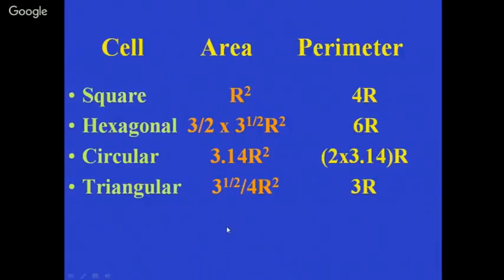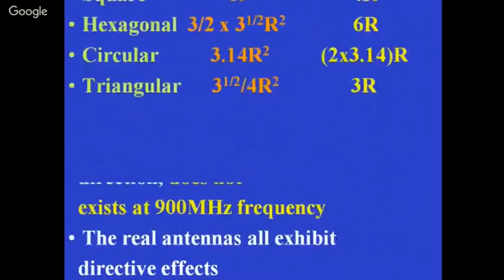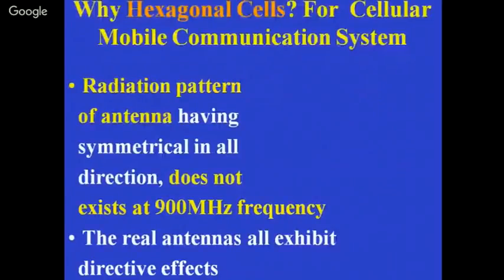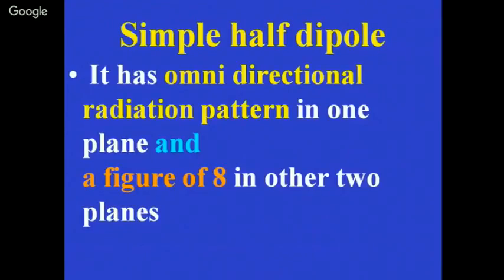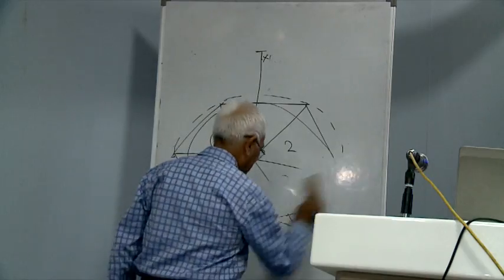So this may be another reason to use the hexagonal cell, and that is also not a confirmation for the hexagonal cell use. So cell coverage, another problem: at 900 megahertz, no radiation pattern is available for any antenna that is circular in nature. So that is all directive. So this may be another reason to use the hexagonal cell. And a dipole, what is the radiation pattern shape of a dipole? See here.